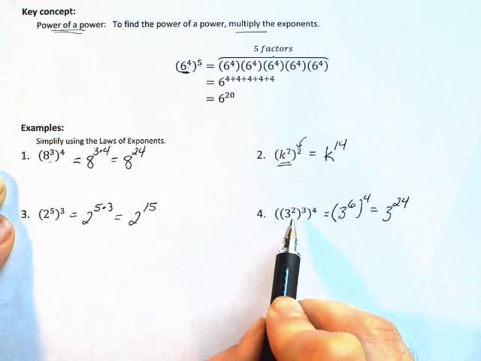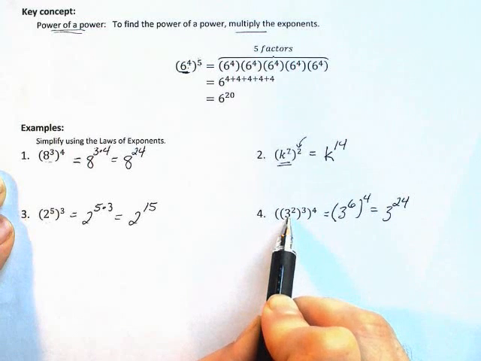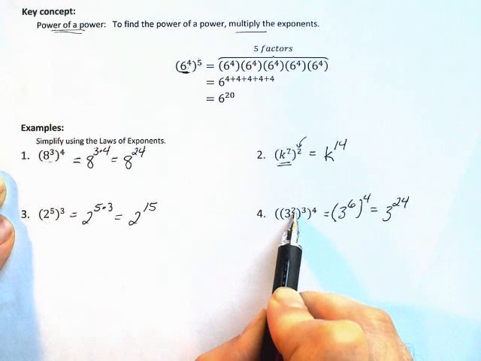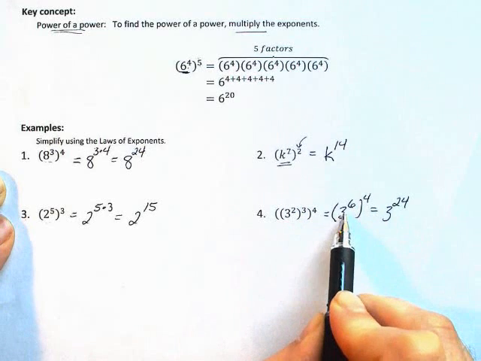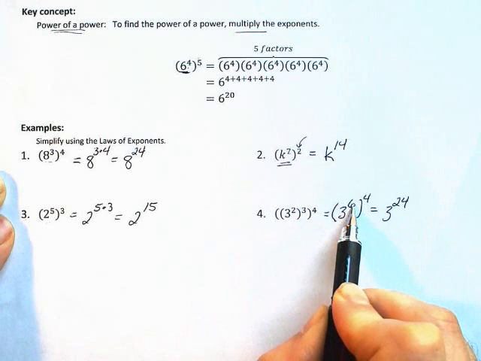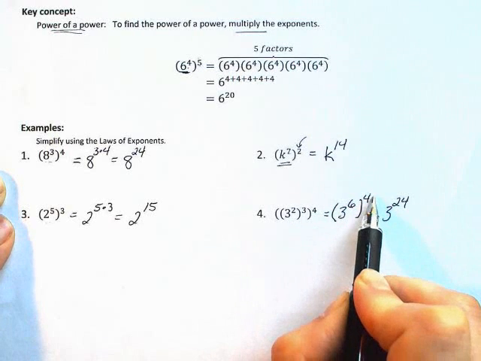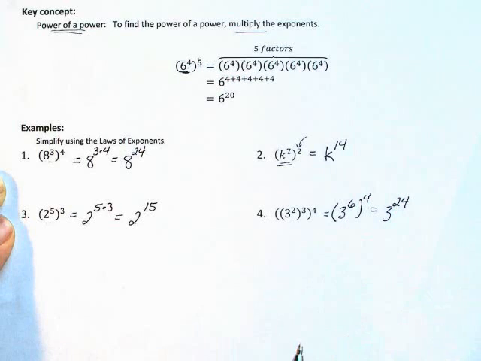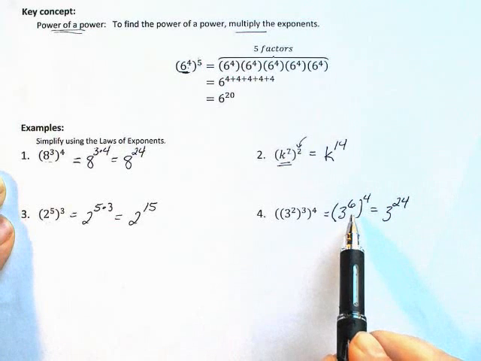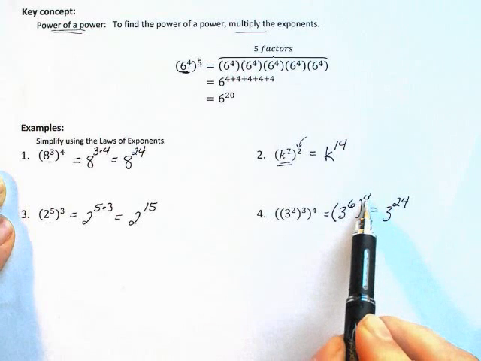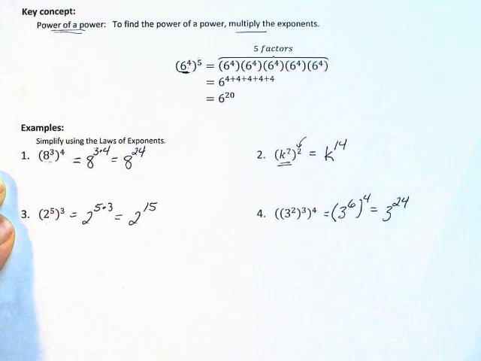So working from the inside out, keeping the base of 3, you can multiply those exponents together to get 3 to the 6th power, and then keep that in parentheses for now and put the exponent of 4 on the outside, and then do the power of a power law one more time. Multiply those exponents to get that final answer.